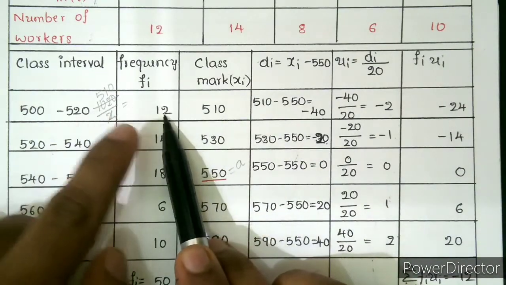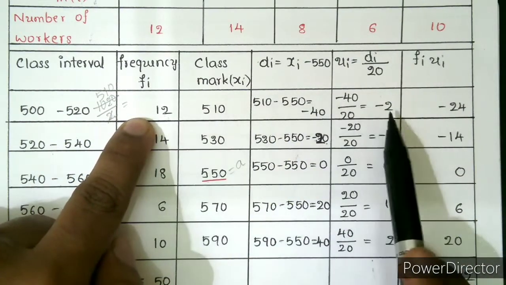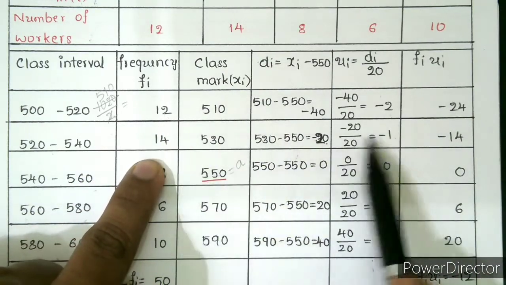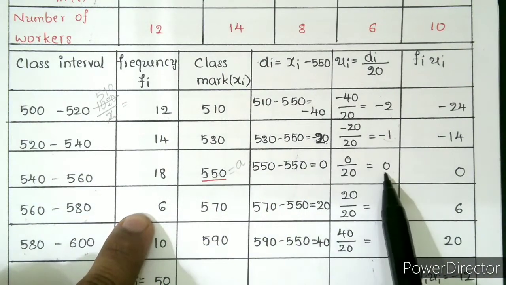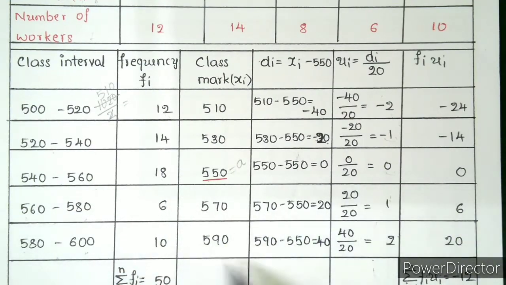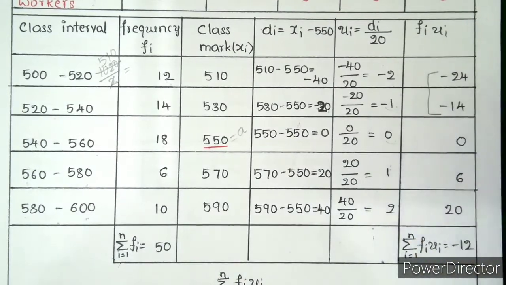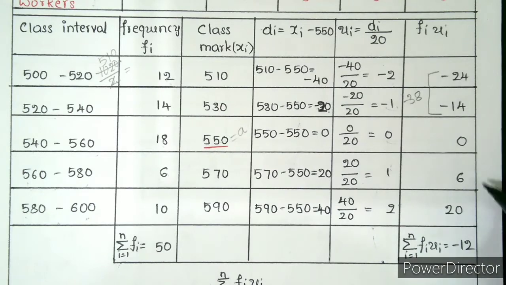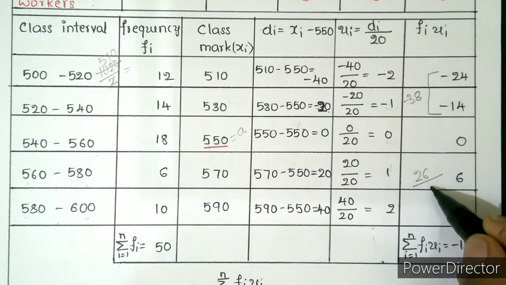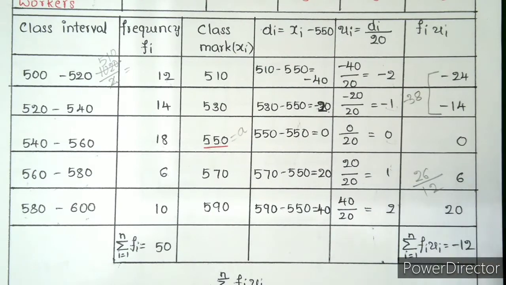Okay, now multiply fi to ui. So 12 into minus 2 you get minus 24, and 14 into minus 1 you get minus 14, 0 into 18 is 0, 6 into 1 is 6, 10 into 2 you get 20. So minus 24 and minus 14 you get minus 38, and 6 plus 20 is 26. So the two are of different sign. When you subtract, you get 38 minus 26, which is 12. So the answer is minus 12.